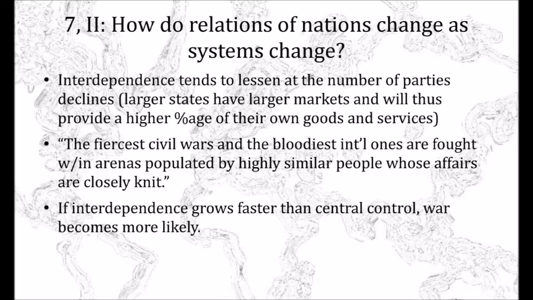And even World War II was within Europe, and then there was the Asian theater between Asian powers, with countries with people fairly similar and with closely knit affairs and interdependence. And the United States eventually got involved in both of them, giving it a global dimension, but you can argue that both world wars follow that model as well. So if interdependence grows faster than central control, war becomes more likely. So he thinks interdependence is actually a bad thing for war.